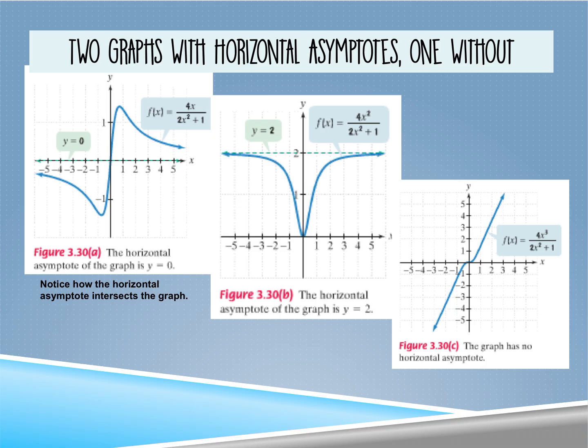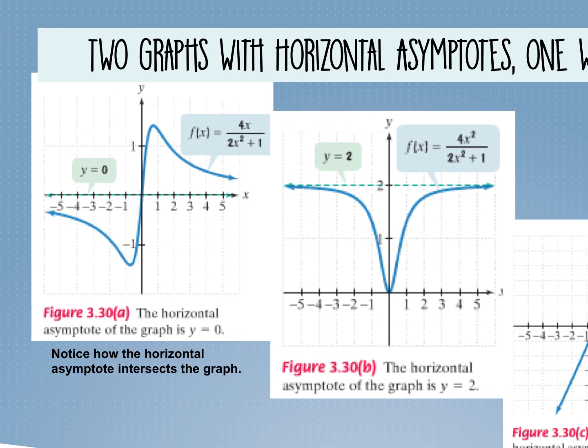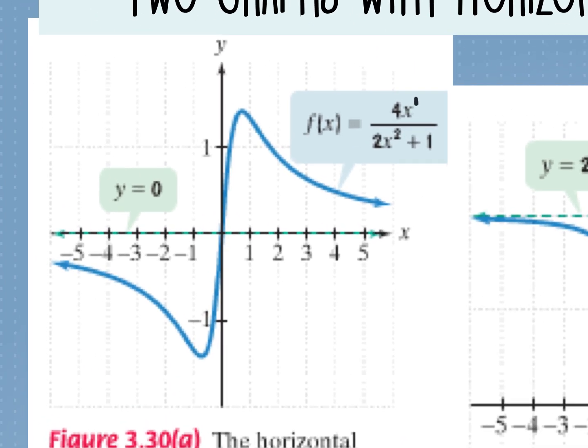So going back to the last slide, we'll look at the examples here. So here I have 4x over 2x squared. So if I have x to the first power on top and x to the second power on the bottom, my degree on top is less than the degree in the denominator. So what would my horizontal asymptote be? Y equals 0. Remember, it's a line, so it's not just 0. You got to make sure you include that y equals.